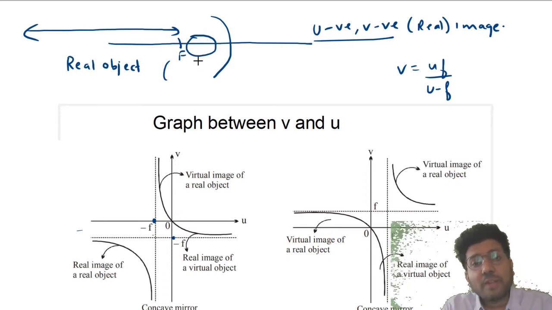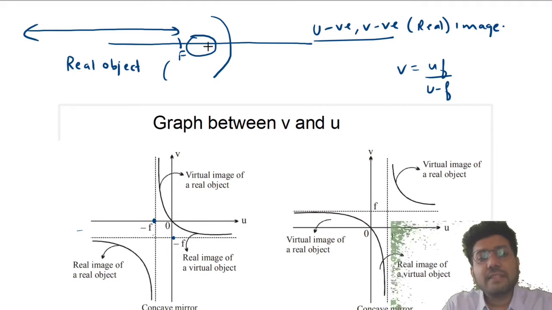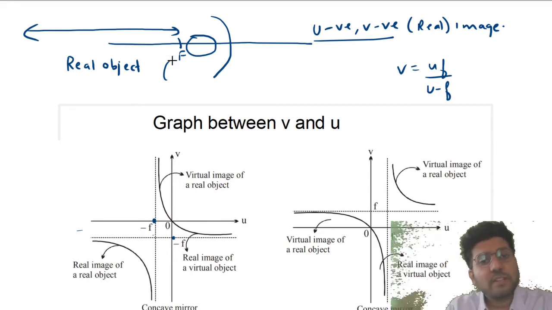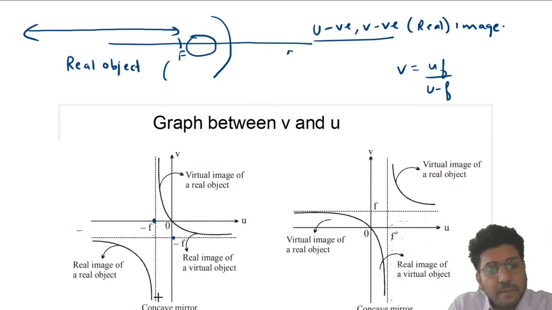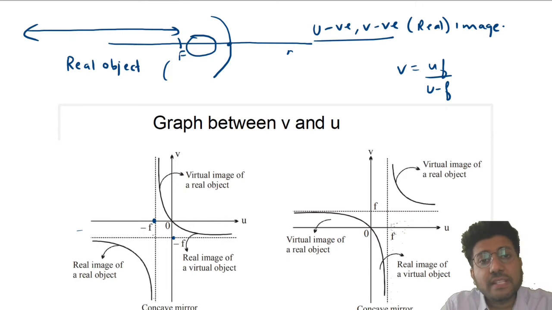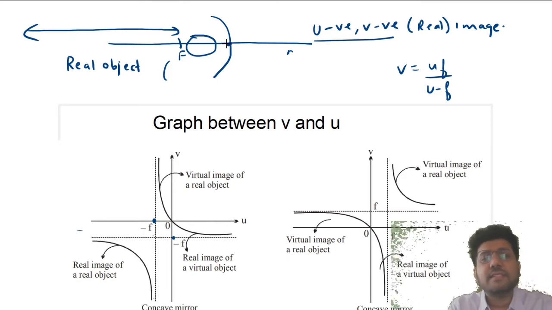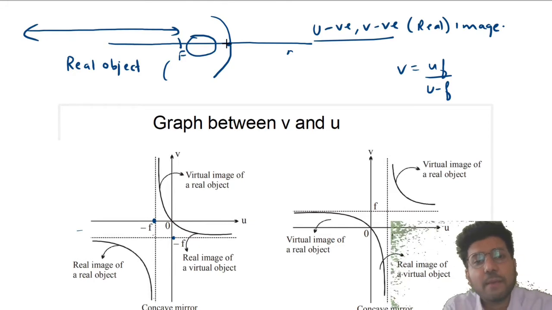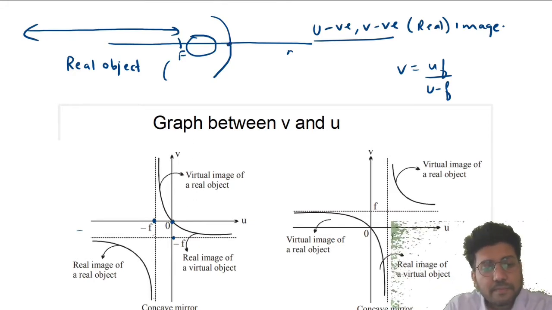Image becomes virtual, that means that the image distance is positive now. The image distance suddenly becomes positive after f. Then, remember this, when the object is at the pole, the object distance is 0. When the object distance is 0, image distance is also 0. So when the object is at the pole, the image is at the pole.